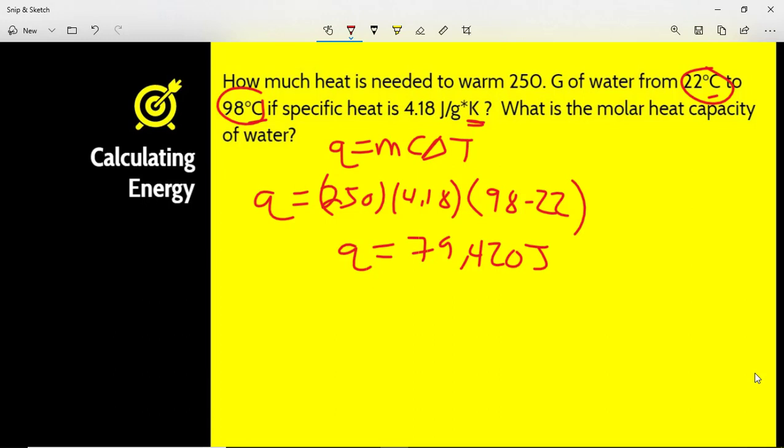It may ask you for that in kilojoules. If it does ask you for that in kilojoules, you would simply divide by 1,000. So we get 79.42 kilojoules.